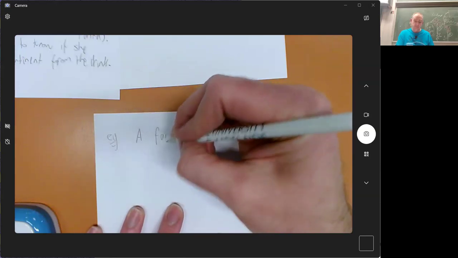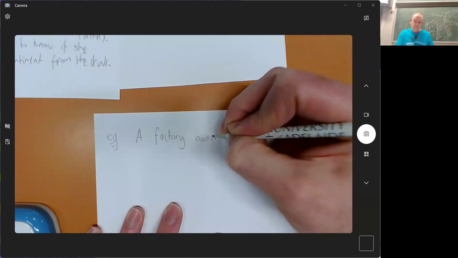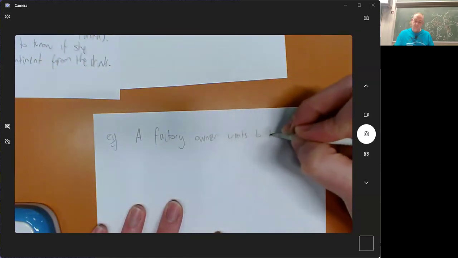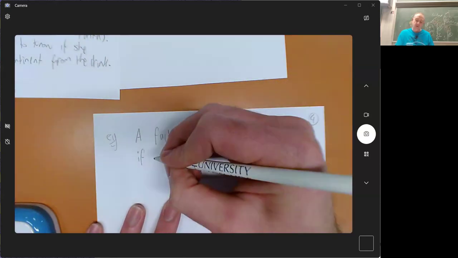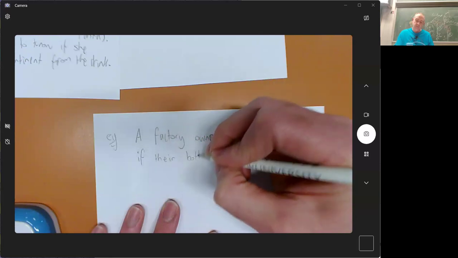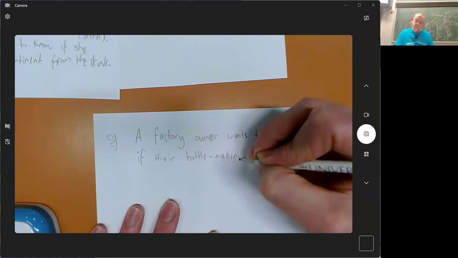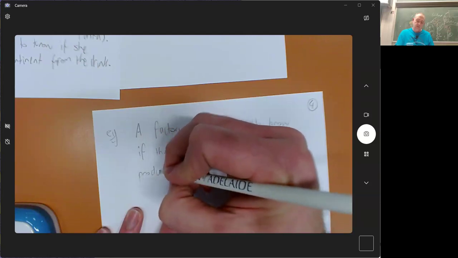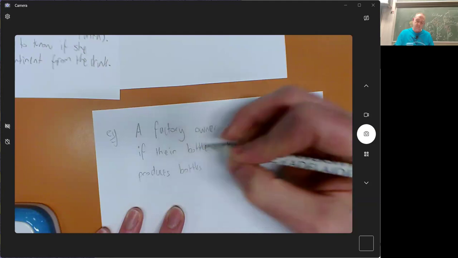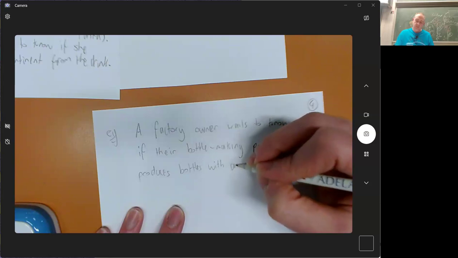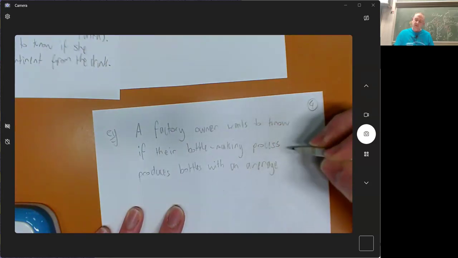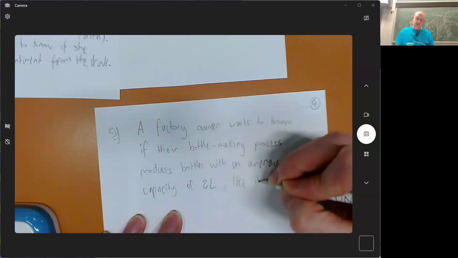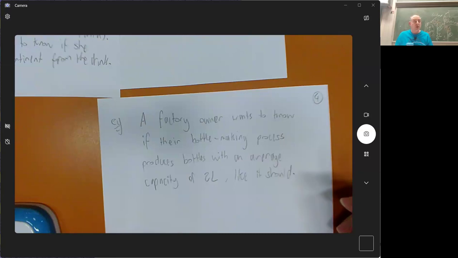A factory owner wants to know if their bottling process has an average capacity of 2 litres like it should. So that's a story. We've got our factory owner.